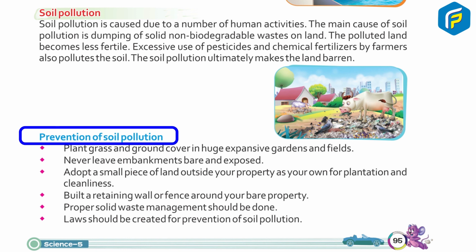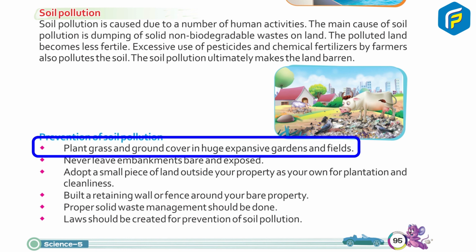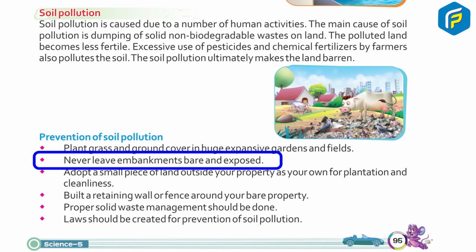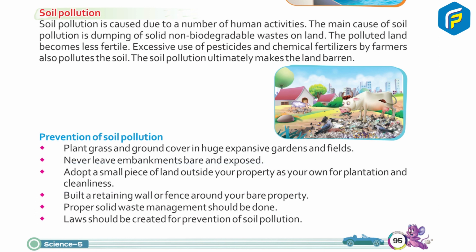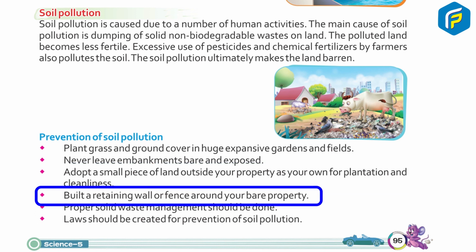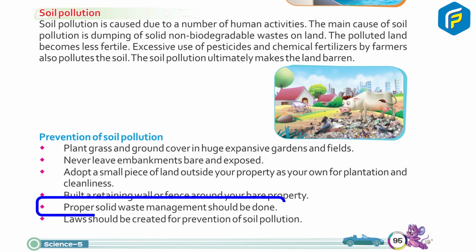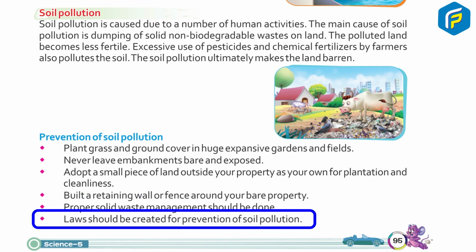Prevention of soil pollution. Plant grass and ground cover in huge expensive gardens and fields. Never leave embankments bare and exposed. Adopt a small piece of land outside your property as your own for plantation and cleanliness. Build a retaining wall or fence around your bare property. Proper solid waste management should be done. Laws should be created for prevention of soil pollution.